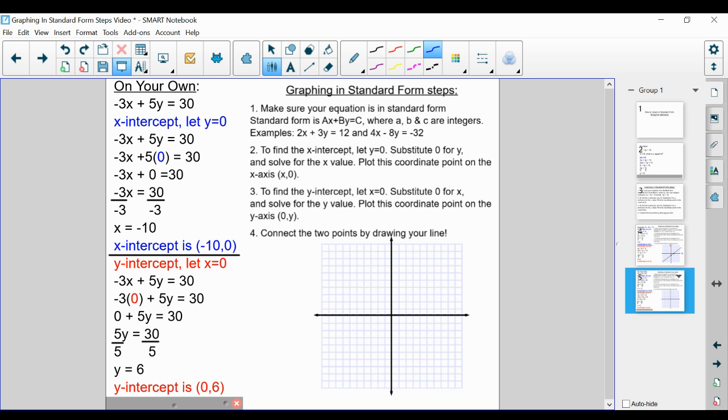The one thing that I forgot to do here is I forgot to graph. So thank you very much for catching up on that. So we're going to plot our x-intercept at negative 10, 0. We're going to plot our y-intercept at 0, 6. 1, 2, 3, 4, 5, and 6. So now we're going to draw our line connecting these 2 points.